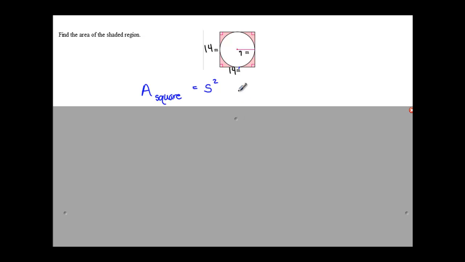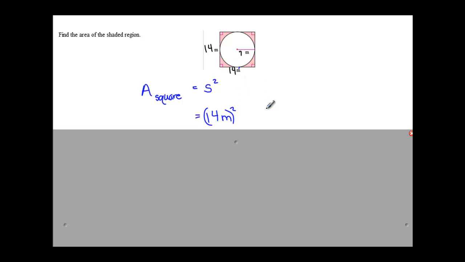Let's find the area of the shaded region here. As you notice, we have a square, and then it looks like we've cut out a circle, so the shaded area is around the circle. So we're going to take first the area of the square, and to do that, that would be area equals side squared.